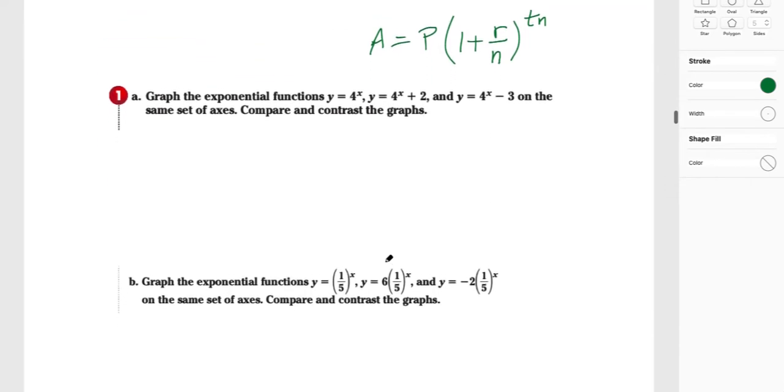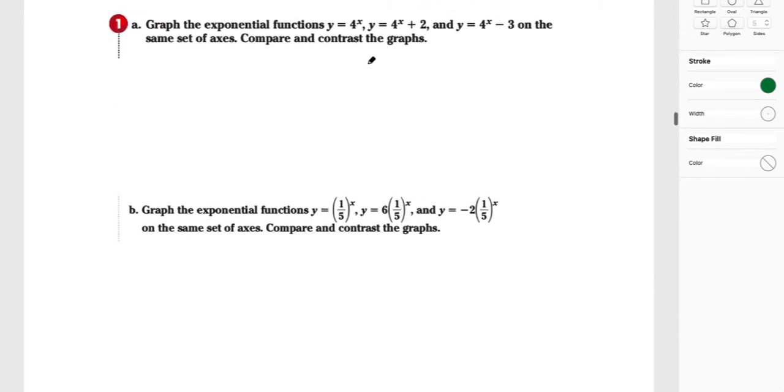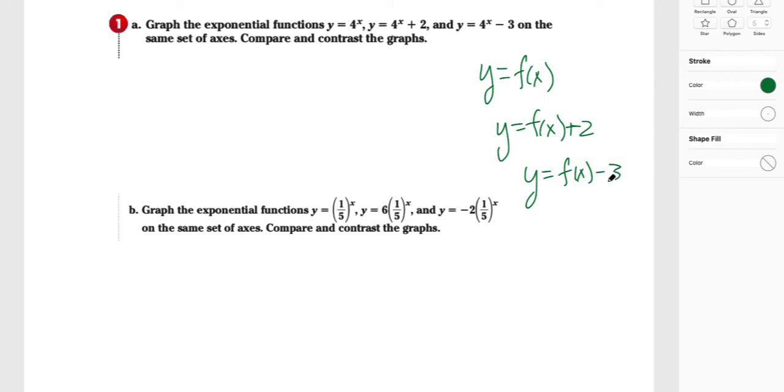So let's look at our first example. Example 1 says graph the exponential functions, and let's see what happens. I want you guys to tell me what happens. If I start off with y equals f of x, and then graph y is equal to f of x plus 2, and then graph y is equal to f of x minus 3, I would hope you know what this looks like. This is going to look like a vertical shift up and a vertical shift down for these two graphs.